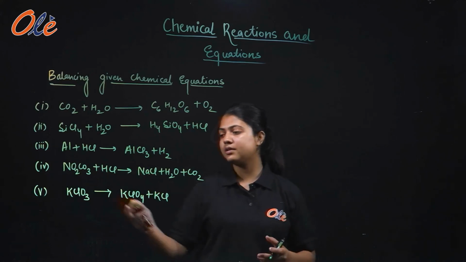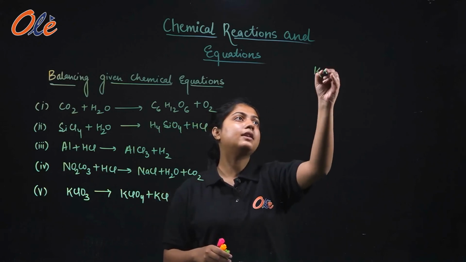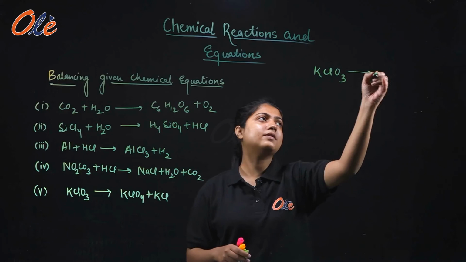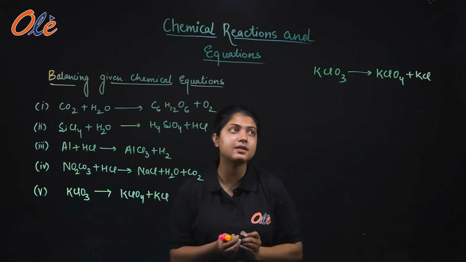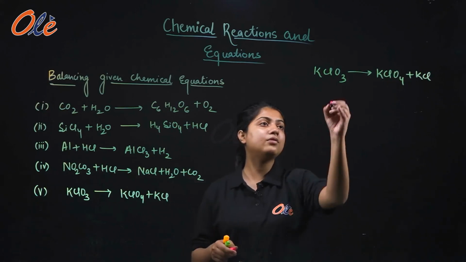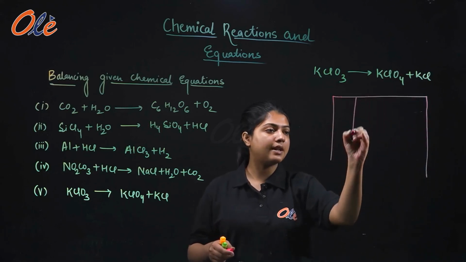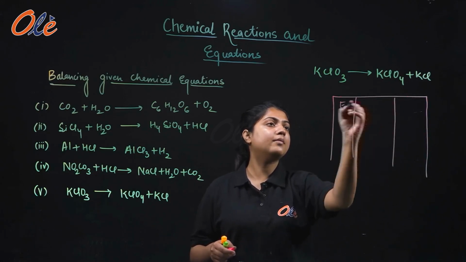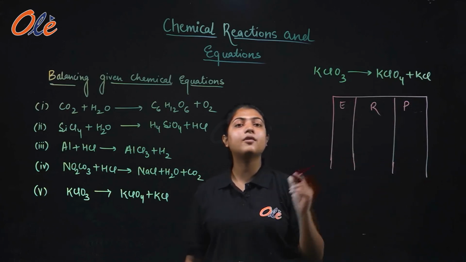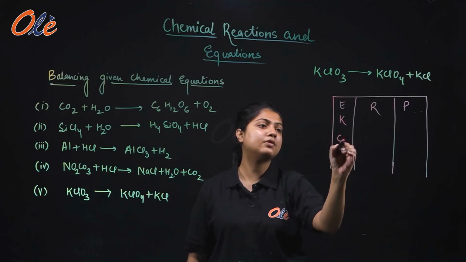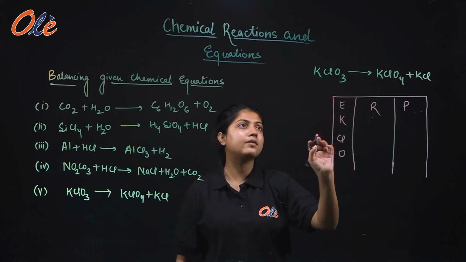So our fifth equation is KClO3 gives out KClO4 plus KCl. Let us write it here. KClO3 gives out KClO4 plus KCl. We have to balance this equation in a similar way. So first of all, you have to draw the table. Make 3 sections for elements, reactants and products. In the element section, you have to write the symbols of the given elements, that is potassium, chlorine and oxygen. And on the reactant side, count the number of atoms of the given elements.